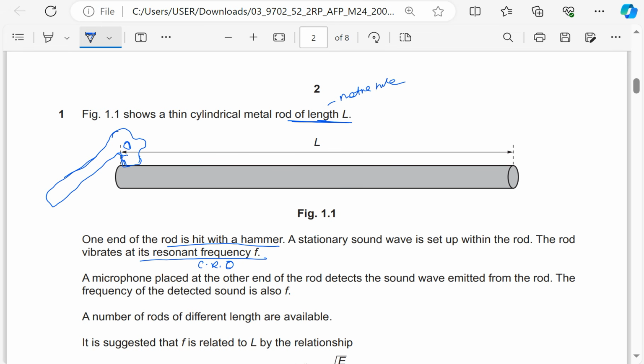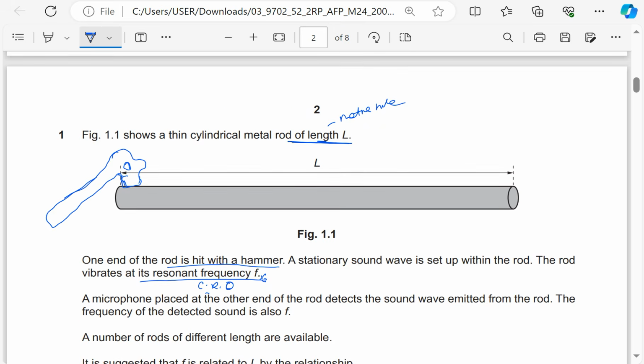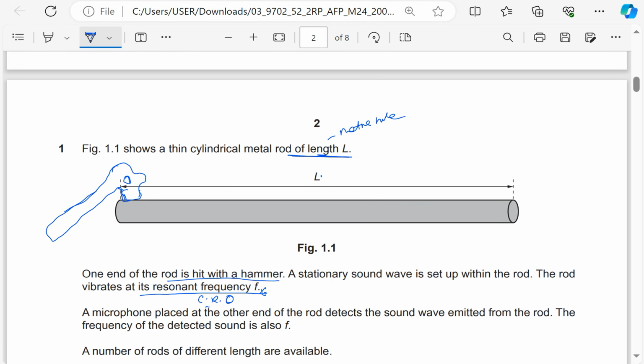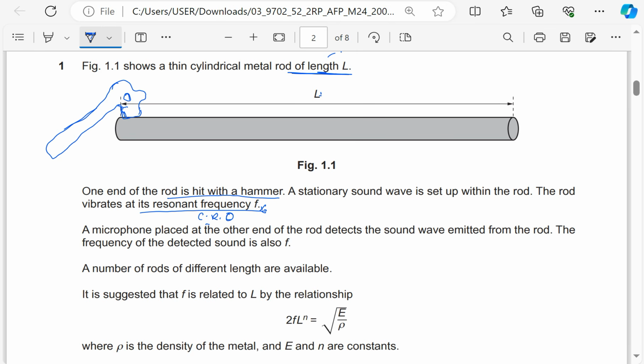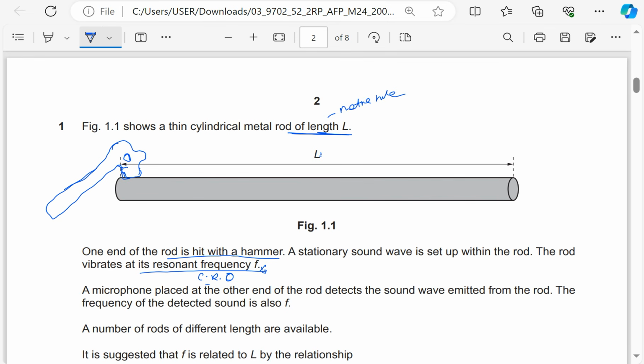Now it is hard for you to change F with a CRO, but it is easier for you to change L by choosing a rod of a different length. So L will be the independent variable that I will change as the experimenter. By changing L, I expect F to be different, so F is going to be the dependent variable. A microphone is placed at the other end, so we expect a microphone at this end.